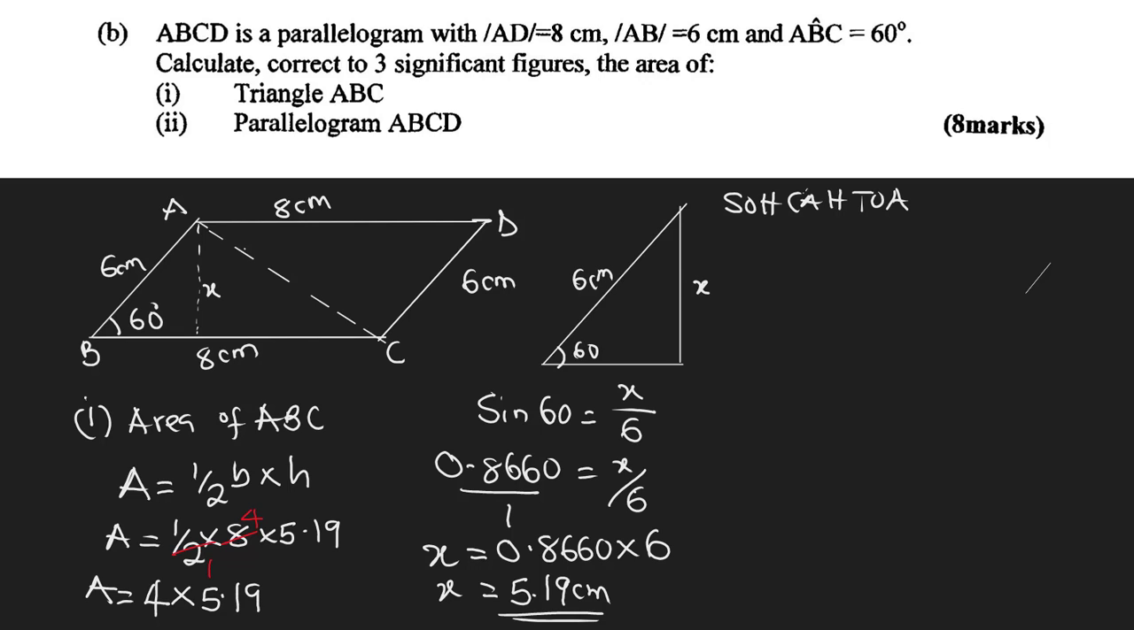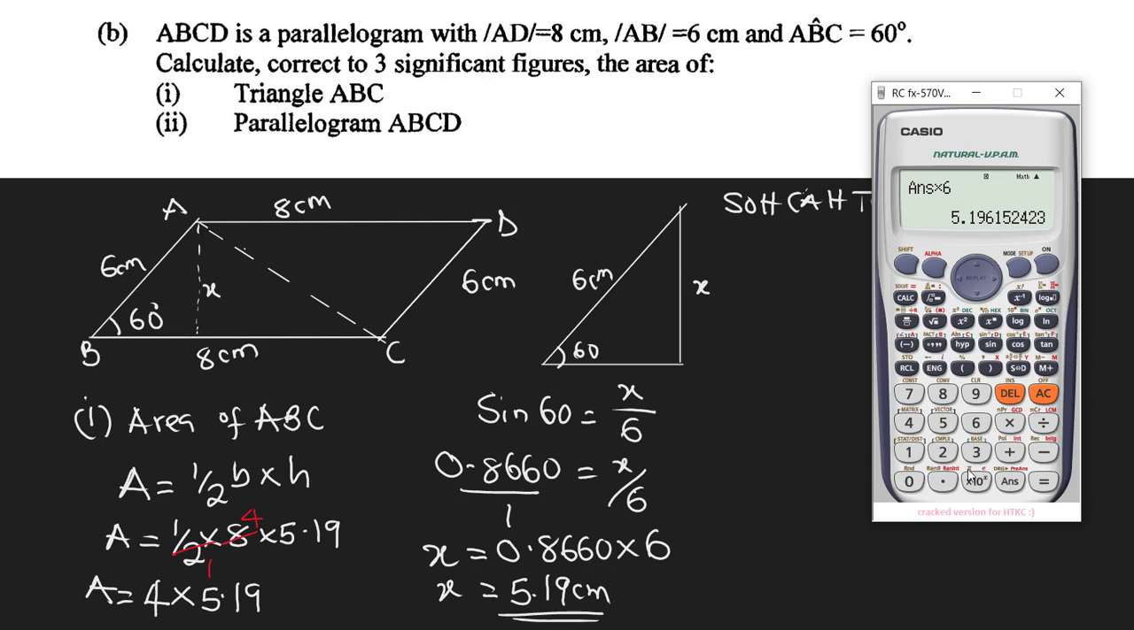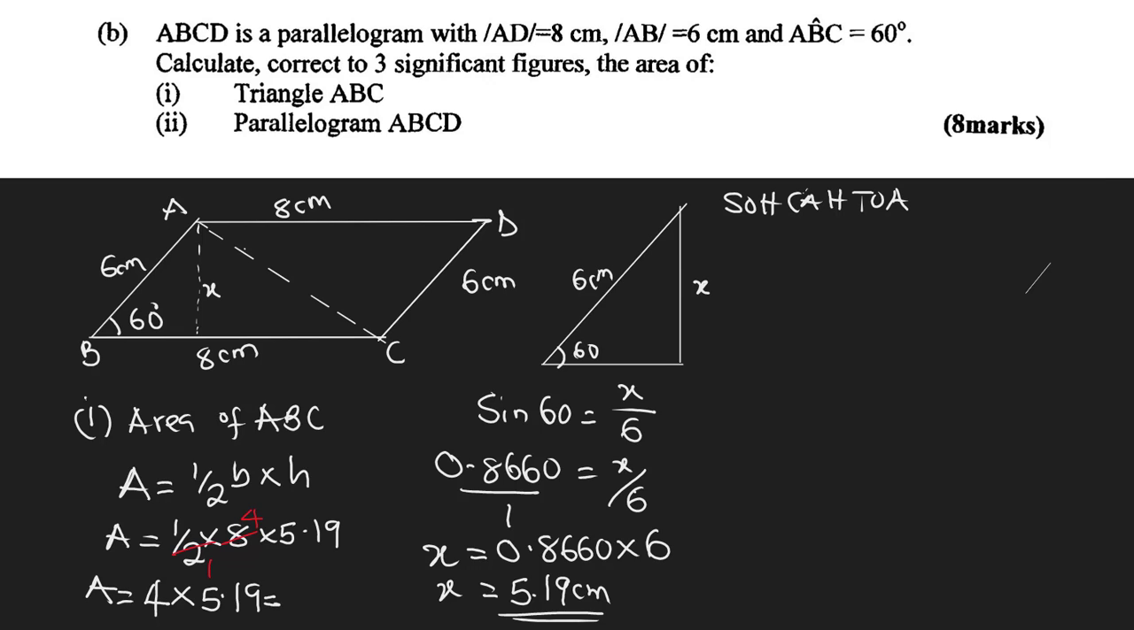So we multiply it times 4. We're going to get 20.78, but because it's in 3 significant figures, it's going to be 20.8. So that gives us 20.8 centimeters square. So this is the area. The easiest way is to just find the height. If you find the height, you multiply it by the base and divide it by 2. You will get the area of that triangle, which is 20.8 centimeters square.